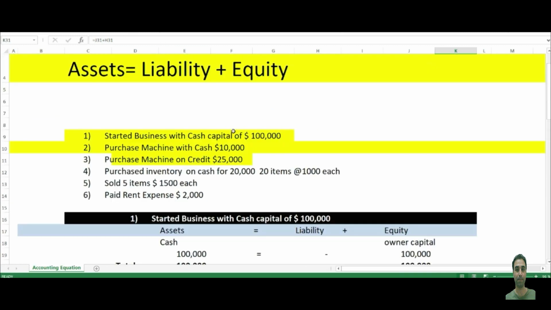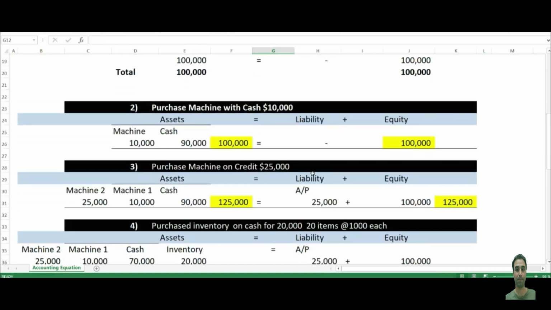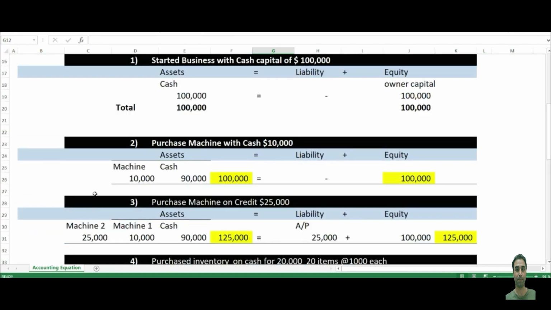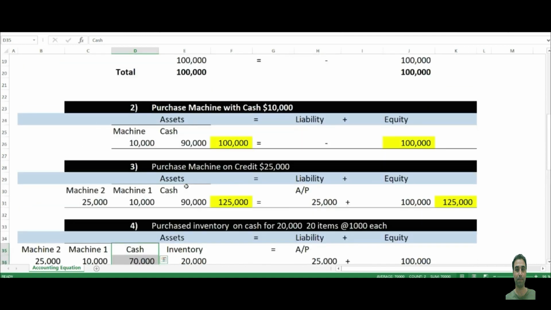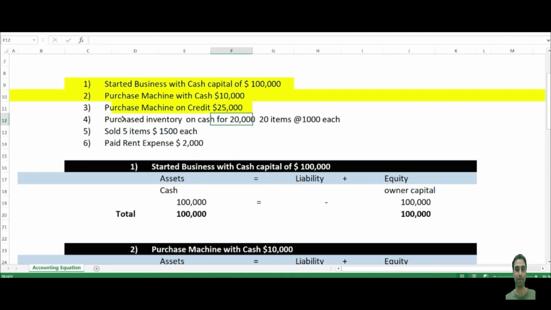All right, you have purchased an inventory on cash for 20,000. Okay, and you have purchased 20 items and each item is costing you 1,000. Okay, let's see. Now you see over here you have already purchased a machine, you have already machine, you have now an asset has been increased. You have purchased an inventory. Inventory is your current asset. An asset has been increased with 20,000 and an asset has been decreased with 20,000. Okay, so your asset has been increased and decreased.